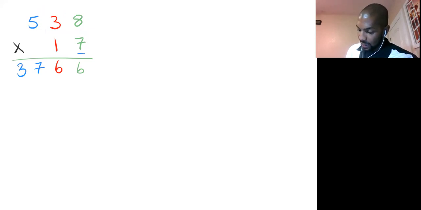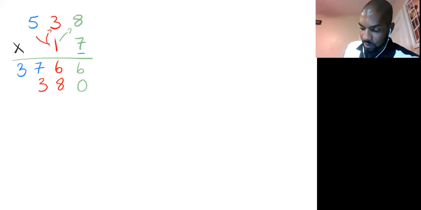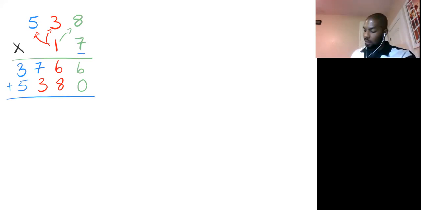Some people, again, like to add the 0 as a placeholder. Feel free to do that. Now I do 1 times 8, which is 8. Goes right below there. Then I do 1 times 3, which is 3. Let's get pushed over. And then I do 1 times 5, which is 5. Now I do my adding. The second step is always adding.